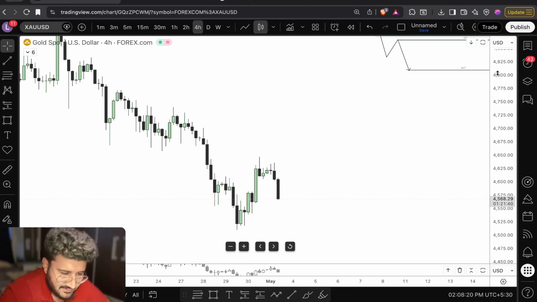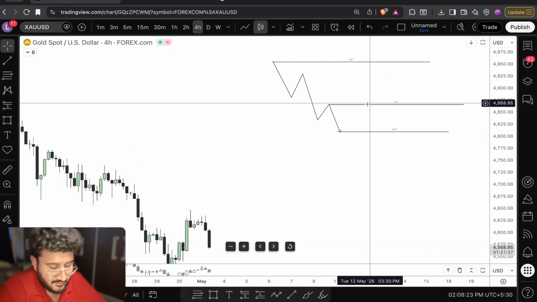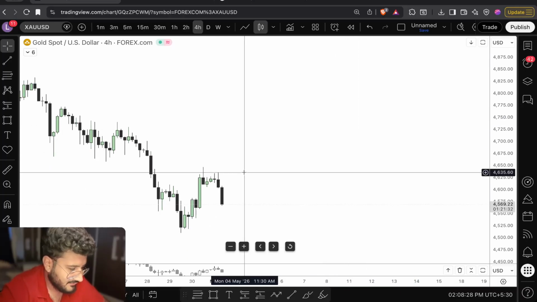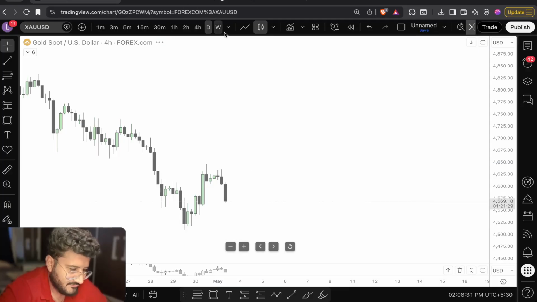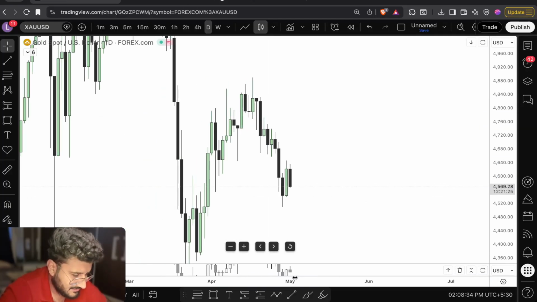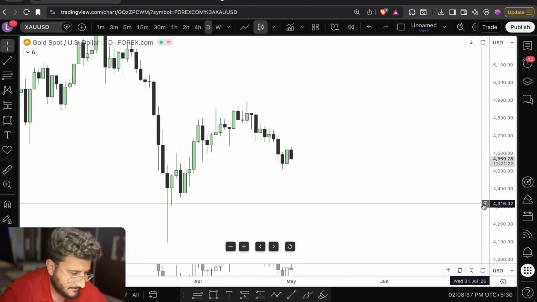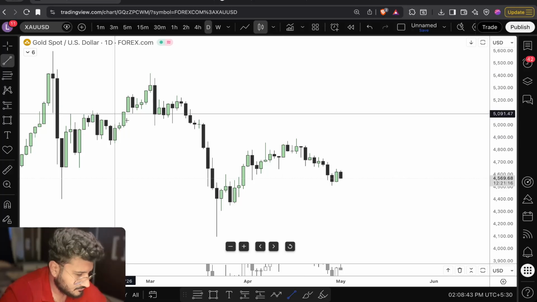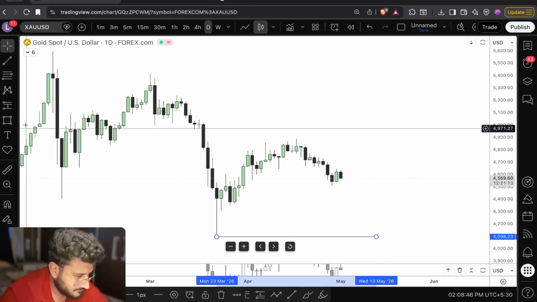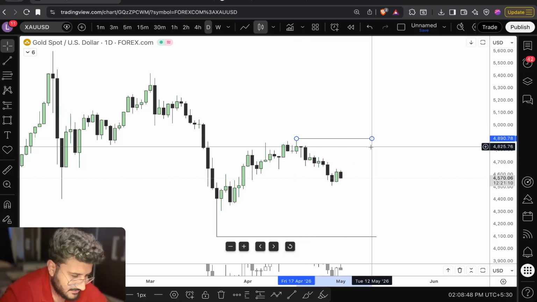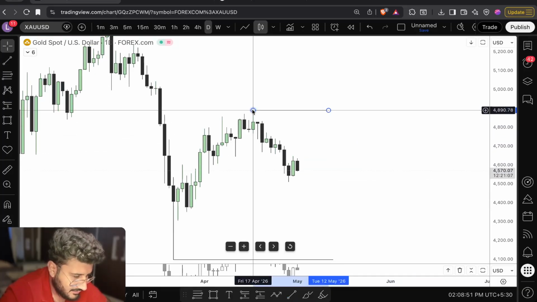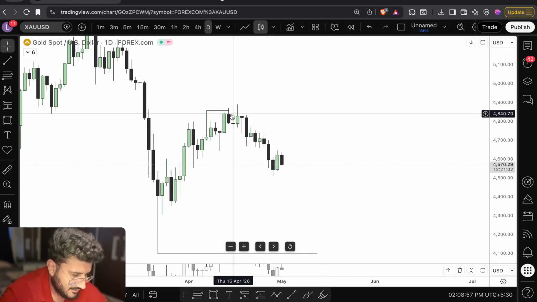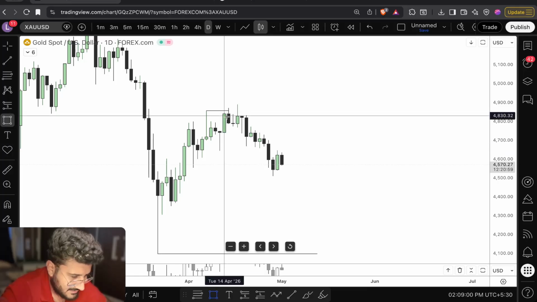So basically, what is the market always doing? The market is always targeting liquidity and filling the liquidity gaps, right? Let me show you a recent example. See, this was my range, this low and this high. Earlier I had this range. The market took out the high, which is my external range also.